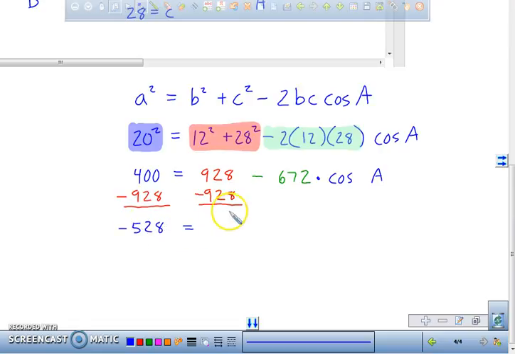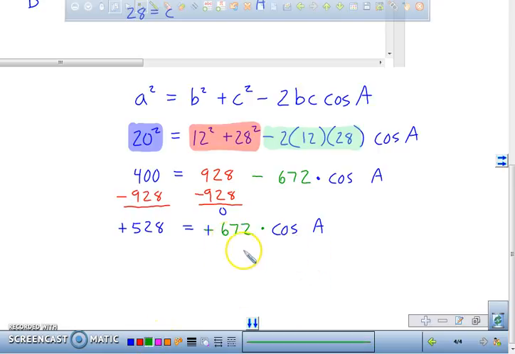Now that is going to equal, this right here zeroes out, negative 672, and that's being multiplied by the cosine of the angle that we're looking for. Now here's the cool thing. If you see a negative here and a negative here, eventually those negatives will cancel each other out.